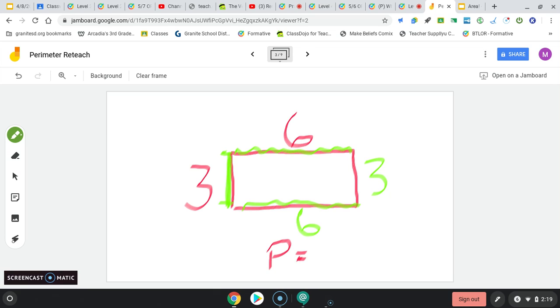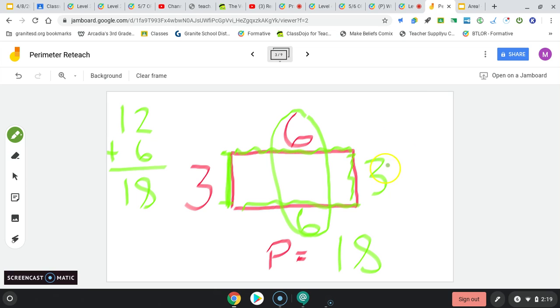Okay, so you need to make sure you add all 4 numbers if you're going to add a shape that has 4 sides. Okay, so then you're going to add these 4 numbers together. I would probably pick 6 and 6 to add first. 6 and 6 is 12. And then I would do this 3 and this 3 together for 6, and then add those sums. So 2 plus 6 is 8, 1 plus nothing is 18. So the perimeter of this quadrilateral would be 18.